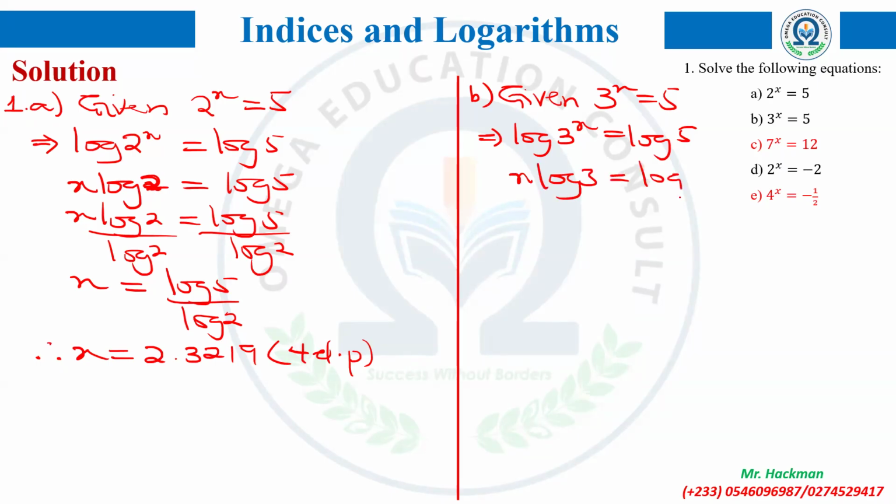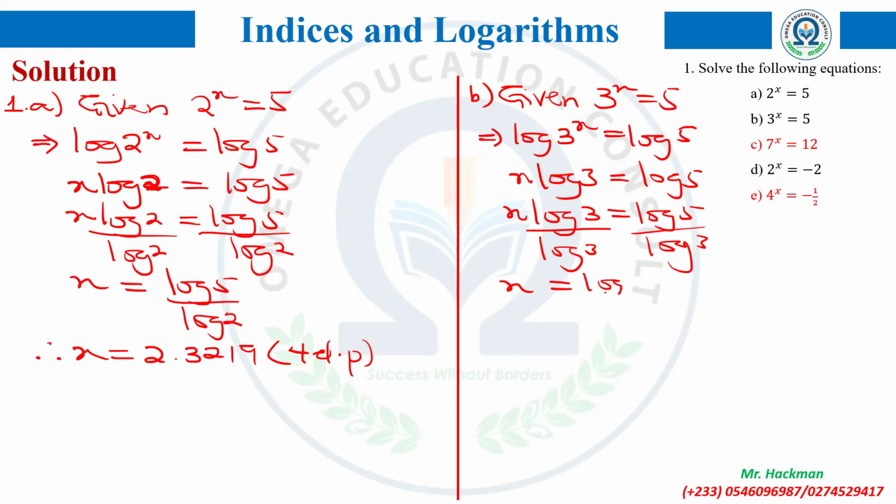Are you following? So you write it again before you divide. Never forget this. Divide both sides by log 3, so this will cancel. So you get x to be equal to log 5 over log 3.